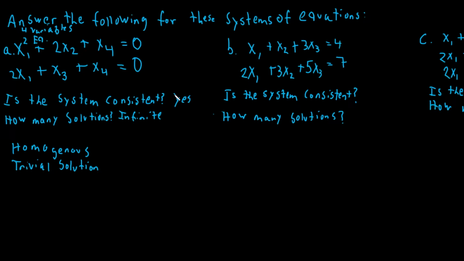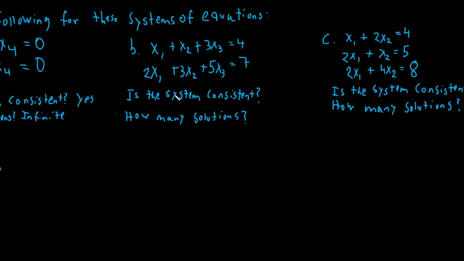And every single homogeneous system of equations can be satisfied with the trivial solution, which is when every single variable in the system is equal to 0. Okay, so those are the key facts of homogeneous systems of equations that you should remember. And now I'm going to move on to systems that aren't homogeneous, namely these two systems here.